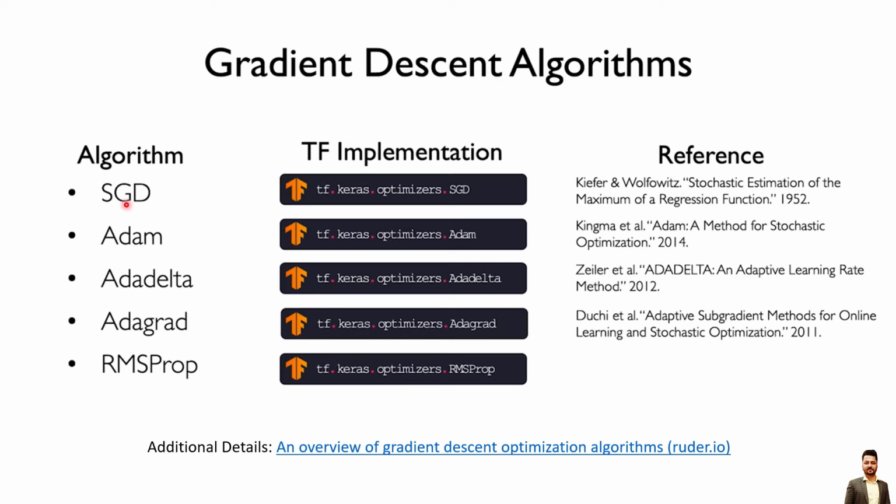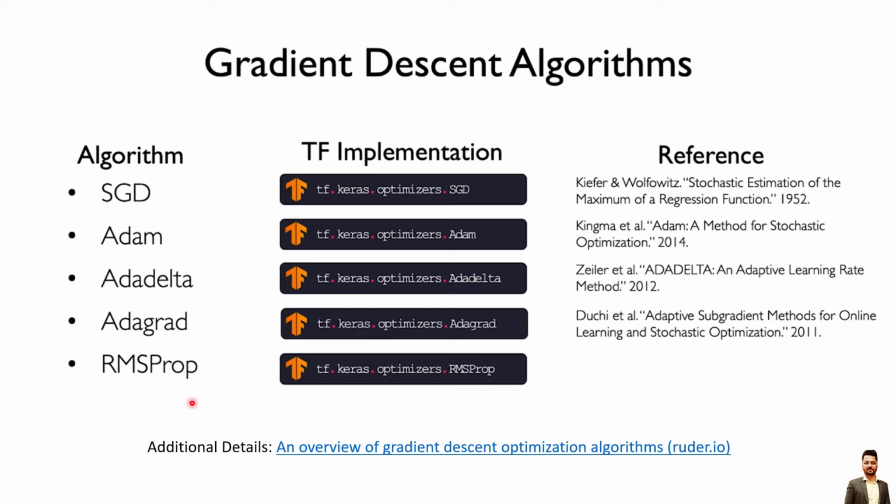SGD is stochastic gradient descent. Adam optimizer is another optimizer. Adadelta, Adagrad, RMSprop. So these are the different research papers talking about all kinds of algorithms. One thing is very surprising here. This SGD, stochastic gradient descent, was given in a research paper from 1952. So this concept came very early mathematically. And then the Adam optimizer came in 2014.